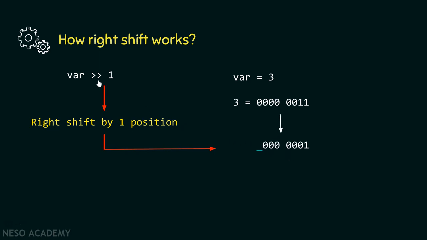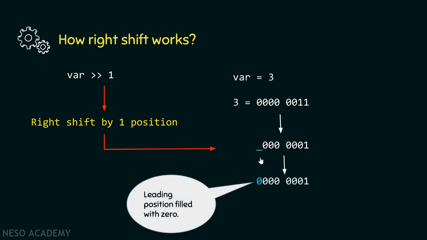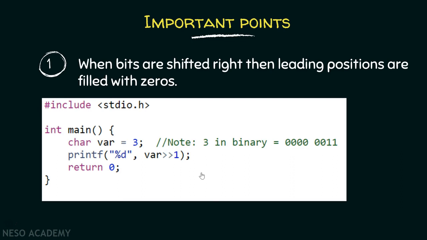What will the right shift operator do? It will shift the whole binary representation towards the right. Therefore, this bit will get truncated and this position will get vacant. According to our point, this vacant position, or leading position, will now get filled with 0. Therefore, the final output is 1, as this is the binary representation of the value 1. Therefore, the final output of this particular program is 1.